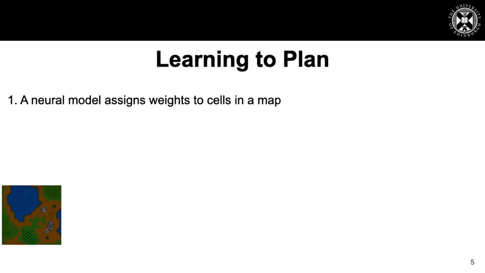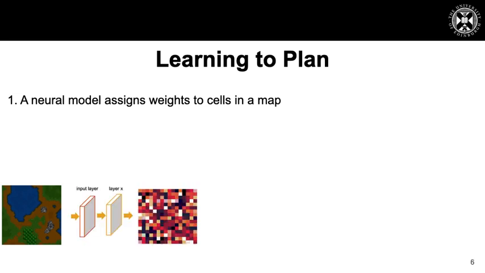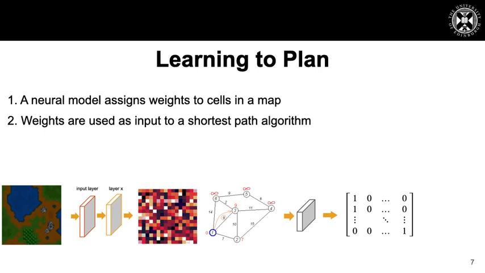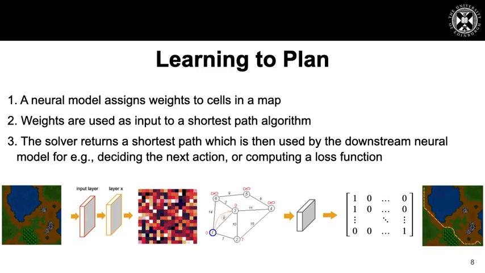One motivating example is learning to plan. In this setting, the input is a map. Then the model assigns a continuous weight to each cell in this map. Then those weights are fed into a shortest path algorithm, which produces a discrete path, which is then provided to the user. And the question is, how do we backpropagate through this discrete component here that, given the input weights, generates the path?